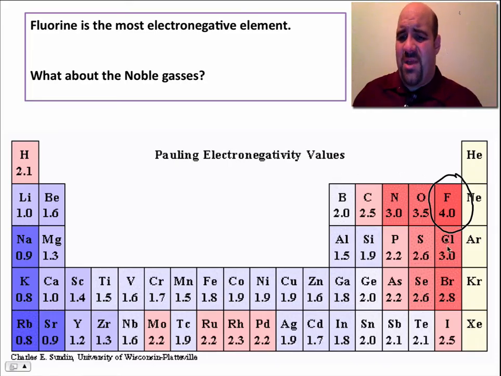Chlorine has more energy levels. Bromine has more energy levels. Iodine has more energy levels. There's more shielding as you go down here. More and more shielding. So electronegativity is going to decrease as we're going down.